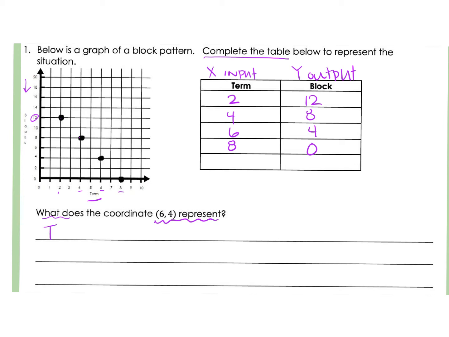So complete sentence. The coordinate (6, 4), you do need the parentheses and the comma. The coordinate (6, 4) represents the 6th term has 4 blocks. That's it.